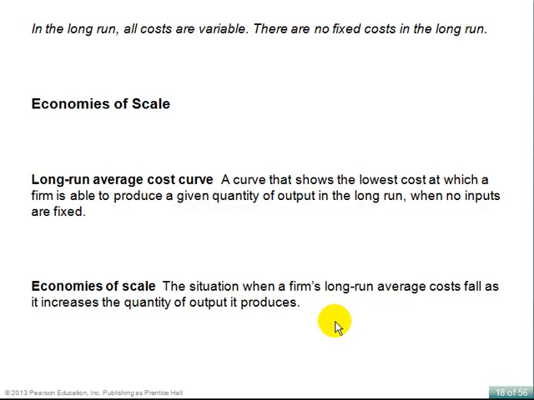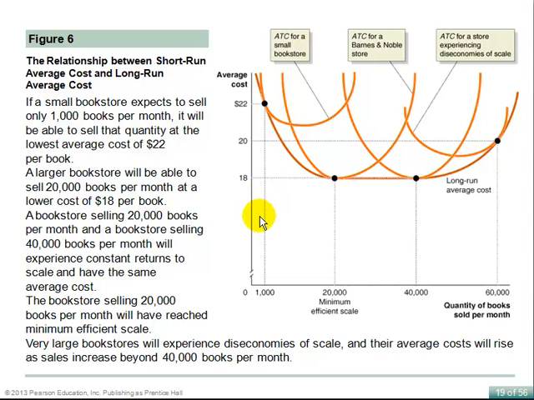Short-run average cost curves represent the costs a firm faces when some inputs, such as the quantity of machinery it uses, are fixed. But the long-run average cost curve shows the lowest cost at which a firm is able to produce a given quantity of output in the long run, when no inputs are fixed. So a firm may experience economies of scale, which means the firm's long-run average cost falls as it increases the quantity of output it produces.